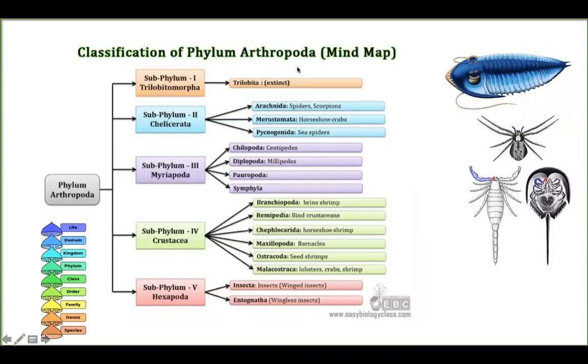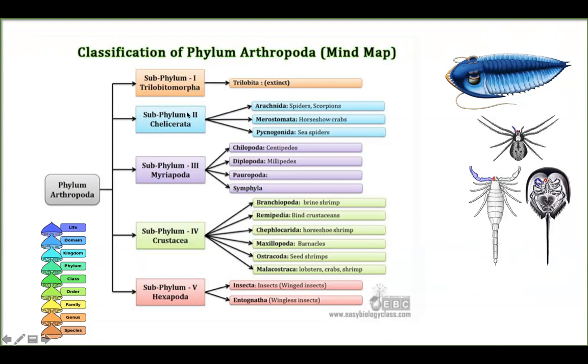Coming to the classification of phylum Arthropoda, now we will be studying the subphyla. Under the phylum there are different subphyla and then different classes. First is Trilobitomorpha, that is the Trilobita group, which is extinct. So this is the example, trilobites, which went extinct, so it is not present right now.